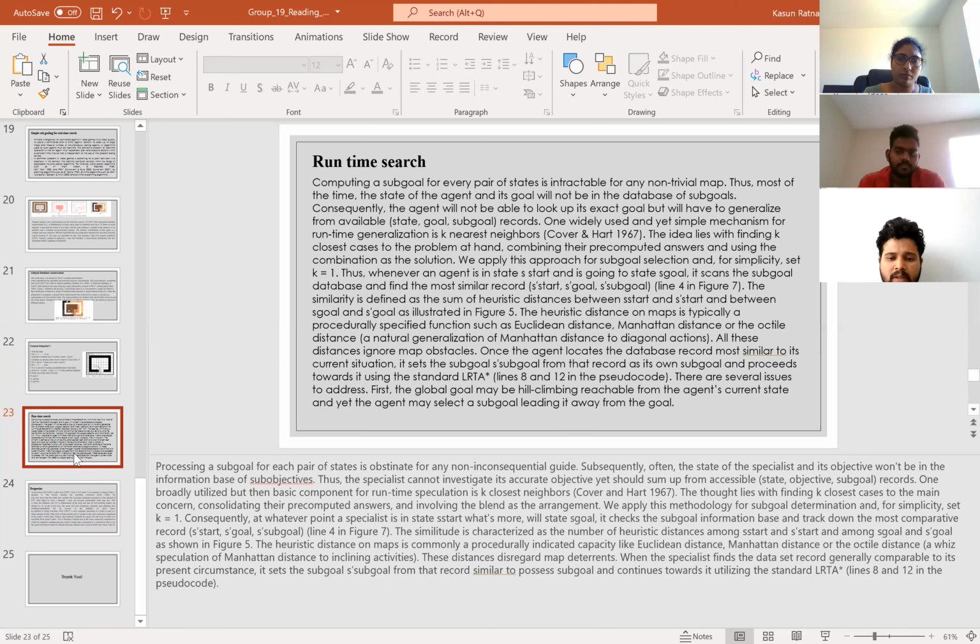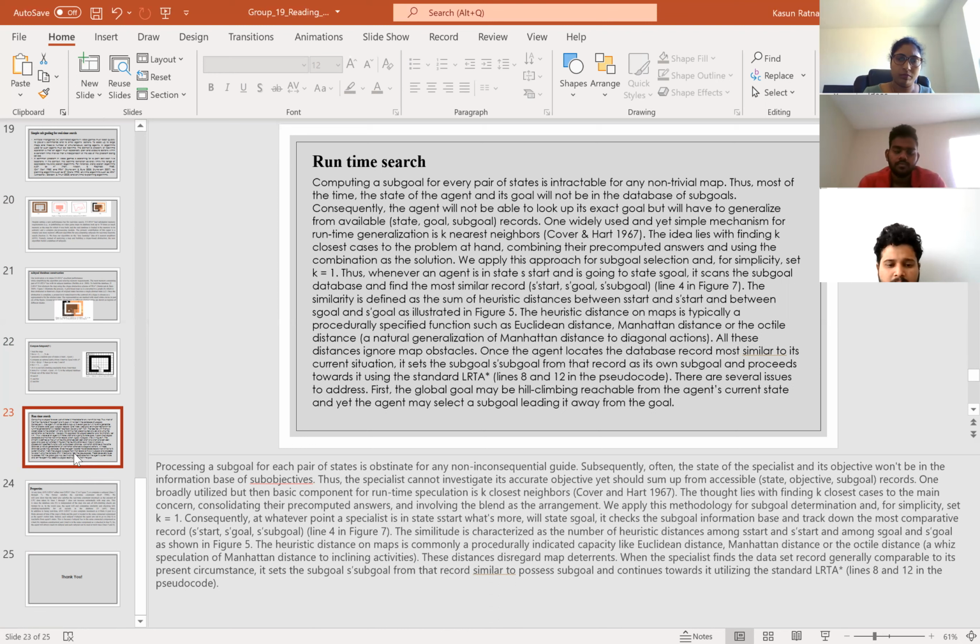We apply the methodology for sub-goal selection, and for simplicity set K equal to 1. Consequently, whenever an agent is in the states S start and S goal, it checks the sub goal database to find the most similar record. It is shown in line 4 in figure 7, and the similarity is defined as the sum of the heuristic distances between S start and S star start, and between S goal and S star goal, as shown in figure 5.